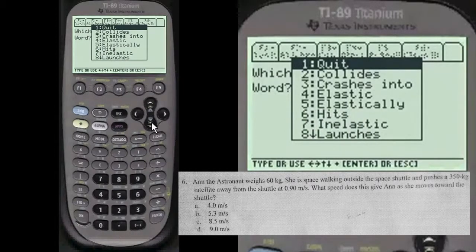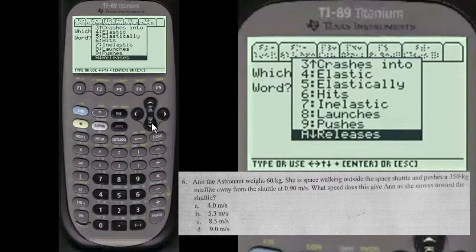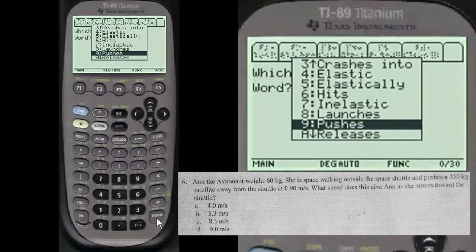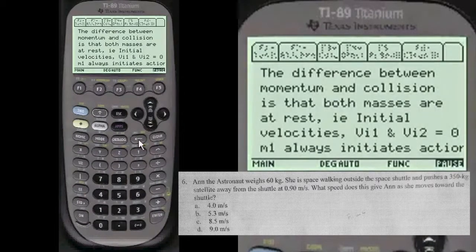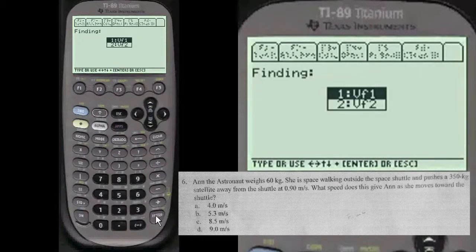So this one says push. I'm going to scroll down here to push, pushes. And I tell you that the difference between momentum and collision problems is that both masses are at rest. In other words, in a momentum problem, both masses are at rest and something happens. Something releases, something pushes, something ejects, something like that. So you kind of know that with or without my programs, you know it's a momentum problem. But anyways, we're asked to find her velocity.